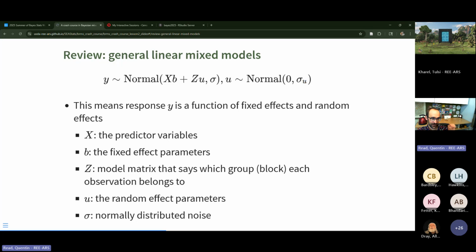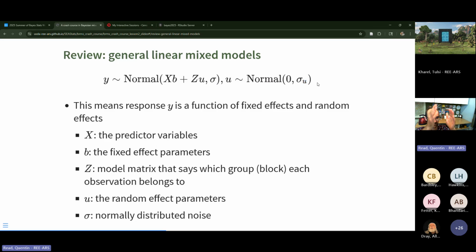And then we add on the random effects. Z is basically a matrix that lines up each observation with which group or block it belongs to. And U are the random effects, like the random intercepts and slopes for the different blocks. And it's got sigma, that's the residuals, the noise around this trend. And the random effects are normally distributed.